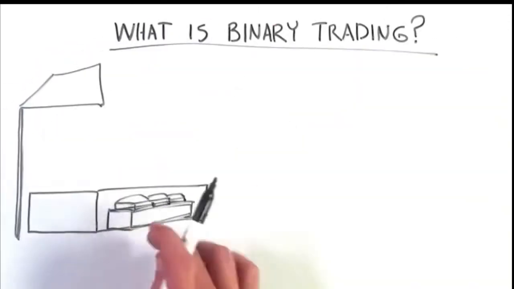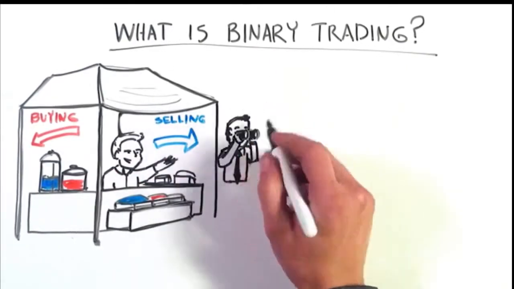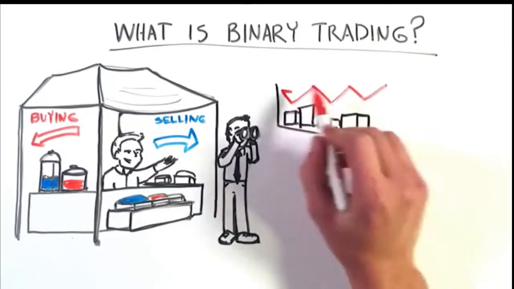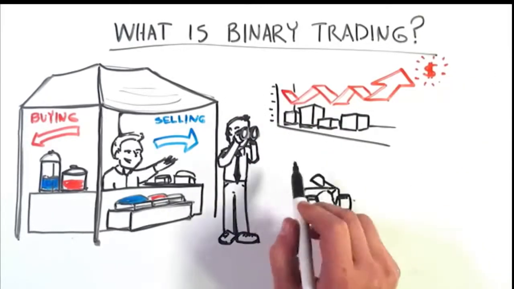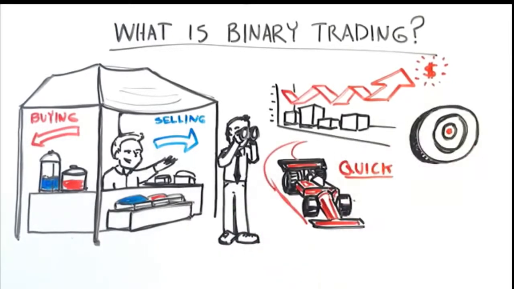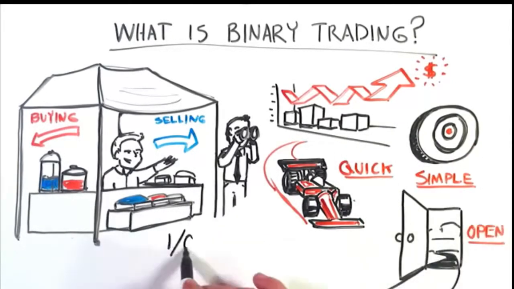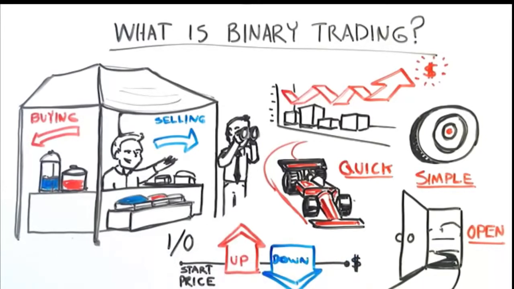Trading is the act of buying and selling assets in the financial markets. Traders look for short-term price movements with the aim of making a profit in both rising and falling markets. Binary trading is a new form of short-term trading which is becoming increasingly popular because it is quick, simple, and open to virtually anyone. Binary trading is so called because there are only two possible outcomes to the trade. Either the trade ends up or down on its start price.